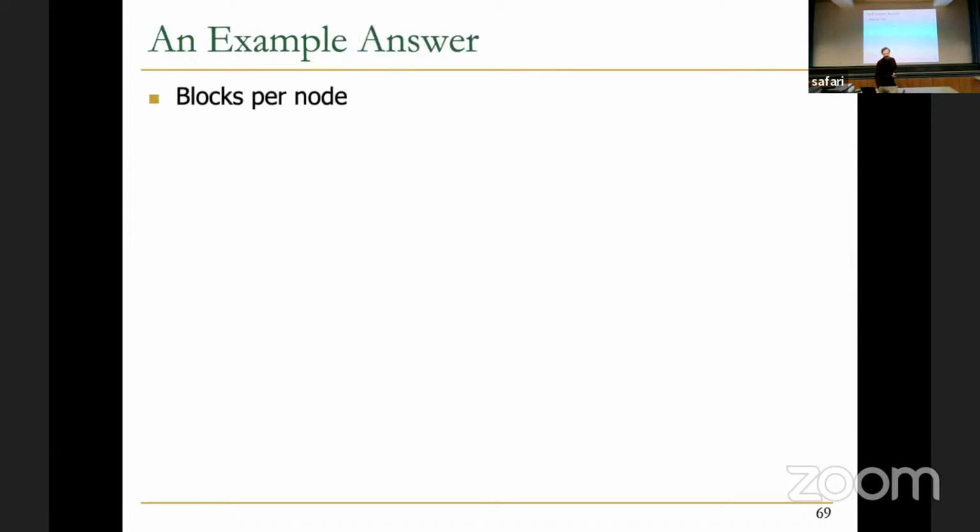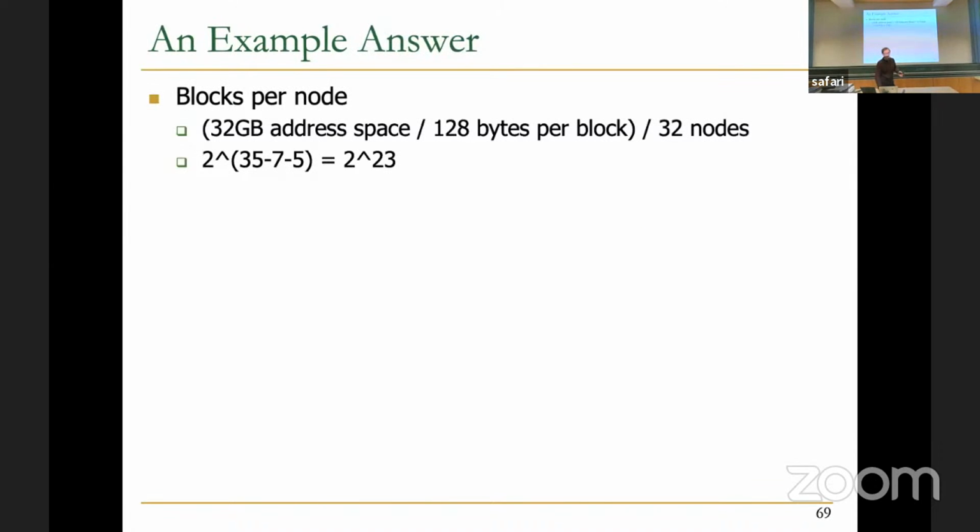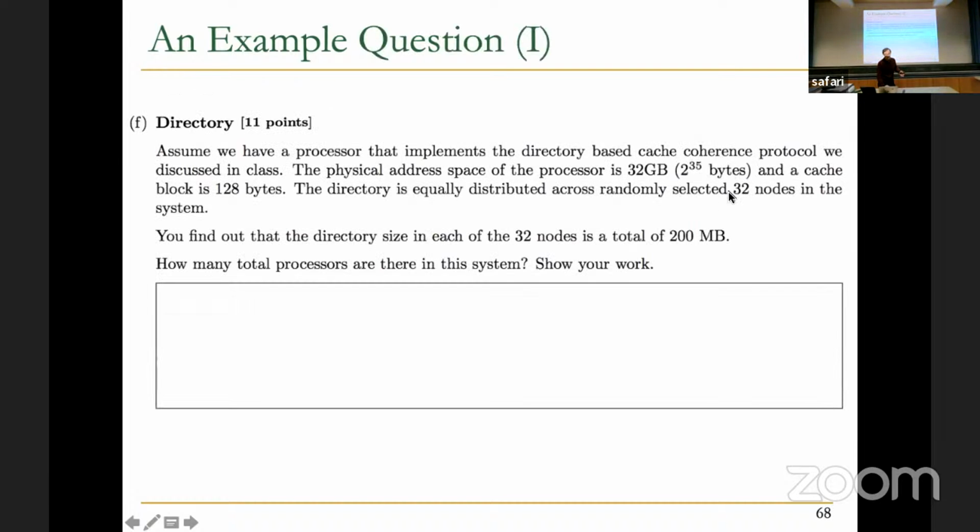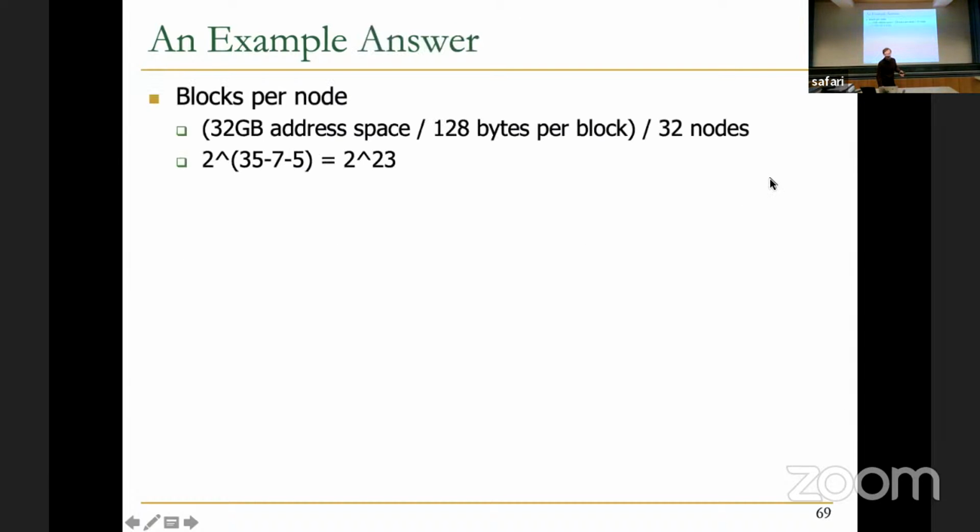I think an example answer is basically calculate the blocks per node first. So if you have a 32 gigabyte address space and 128 bytes per block, if you divide this by this, you get the number of blocks. And if you divide by the 32 nodes, because the directory is distributed across 32 randomly selected nodes, this is the number of blocks that each directory node needs to keep track of. Right? That's a simple calculation.